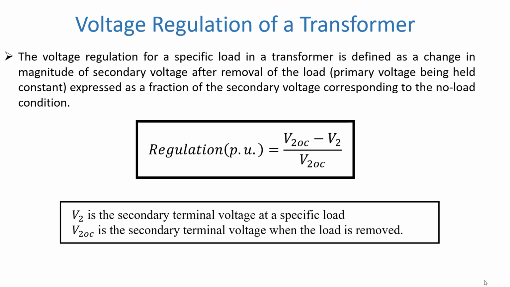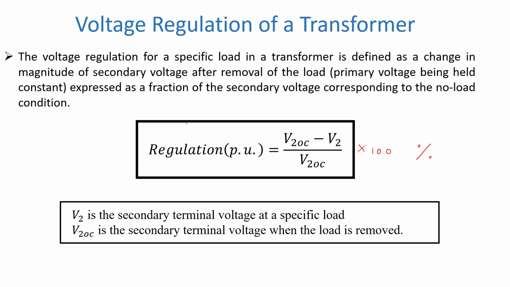Voltage regulation of a transformer you might have studied in your previous courses. The voltage regulation is defined like this. Regulation is the open circuit voltage minus the voltage under loaded condition, divided by the open circuit voltage. That means no load voltage minus loaded voltage, divided by no load voltage. This is in per unit. In percentage, you simply multiply this by 100.